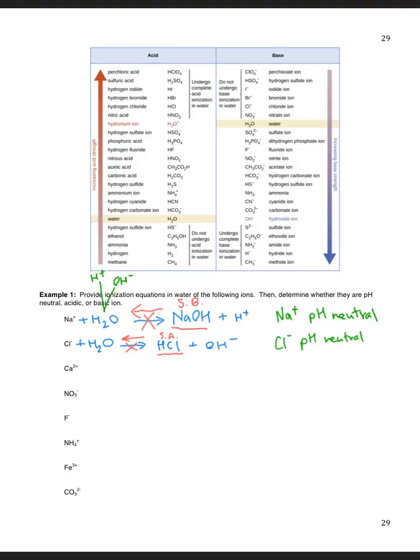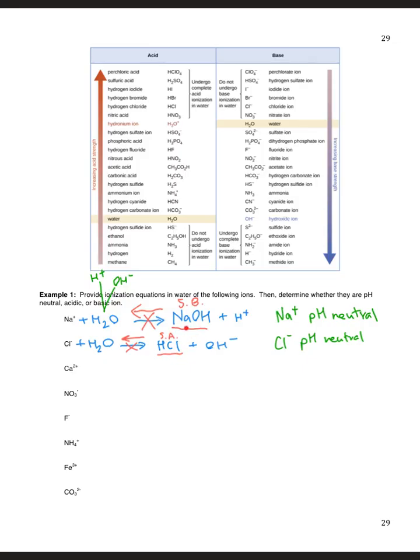Things that I want to point out for writing the ionization equation in water: whenever you have the conjugate acid of a base, because the name is acid, when it reacts with water it should produce an acid or proton. Whenever you see the conjugate base of an acid, when the conjugate base reacts with water, it will always produce hydroxide ions. Whether it's pH neutral or not, that's when you need to look at the product that is produced.